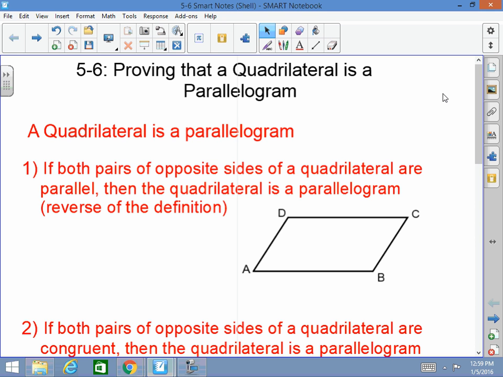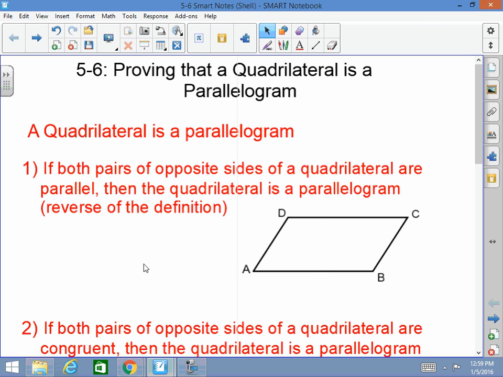A quadrilateral is a parallelogram, number one, if both pairs of opposite sides of a quadrilateral are parallel. Then the quadrilateral is a parallelogram. So if both pairs of opposite sides of a quadrilateral are parallel, then the quadrilateral is a parallelogram. And of course, you can reverse the definition.